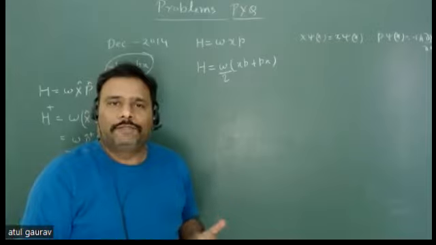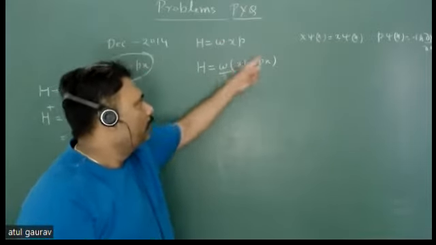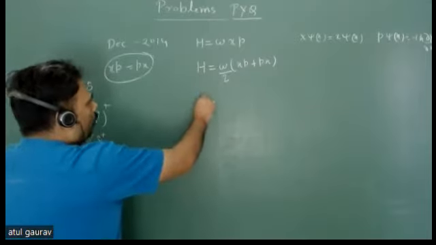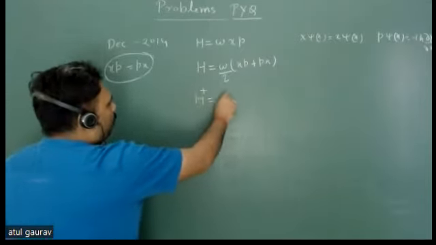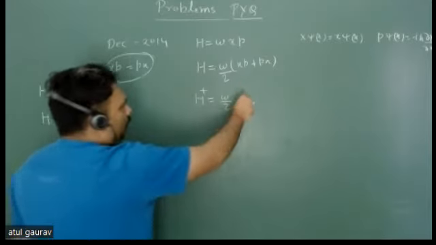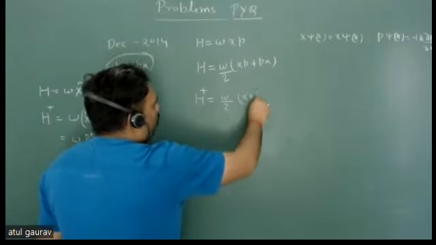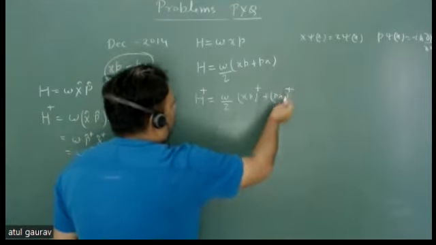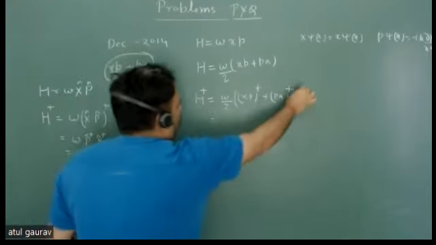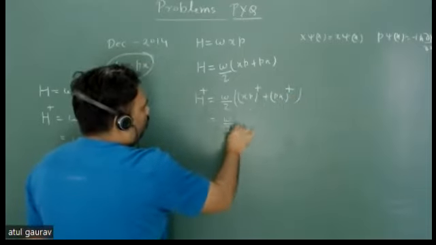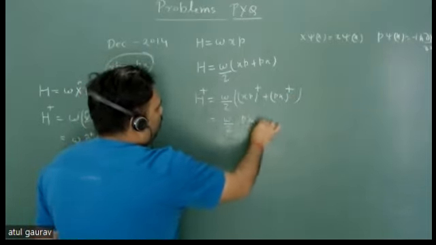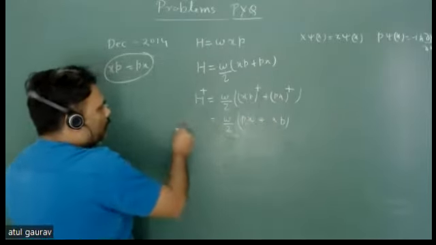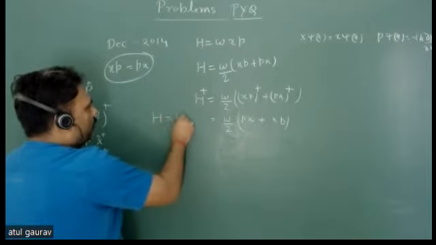Look at the beauty of writing my classical Hamiltonian in this way. If you check H dagger, this will be omega upon 2, which is real, times (xp)† plus (px)†, and now you can have omega upon 2 times (px plus xp). These two are the same thing, so we have H equal to H dagger.